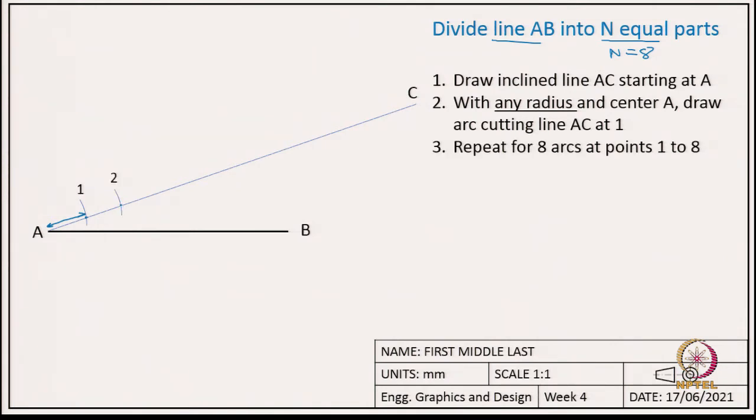So, now we get this point 2, and similarly I will continue until I reach the number of equal parts I need to make this line AB into. Here I want to make it into 8 equal parts, so I will make 8 arcs. Each of these arcs will give me a point, so I got points from 1 to 8. Now, you connect this point 8 to the end of this line AB, which is point B. So, we have joined point 8 to point B.